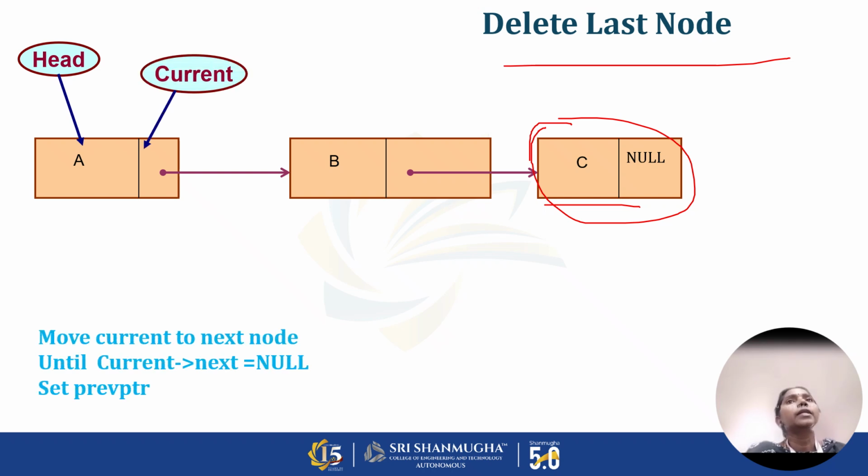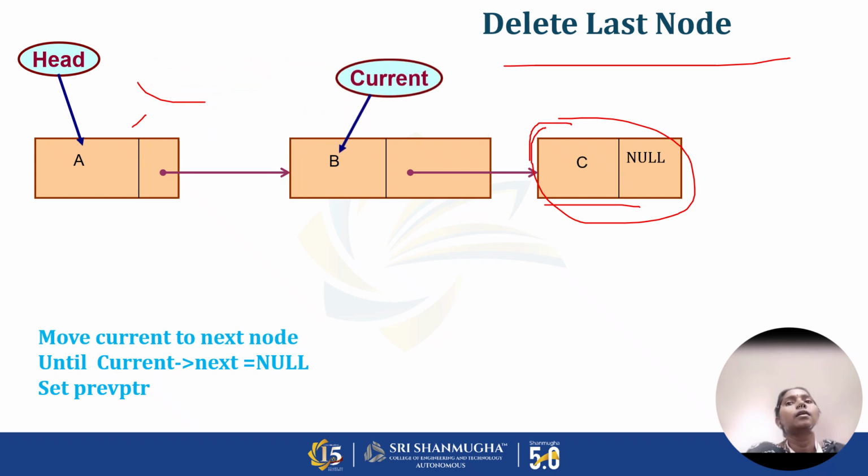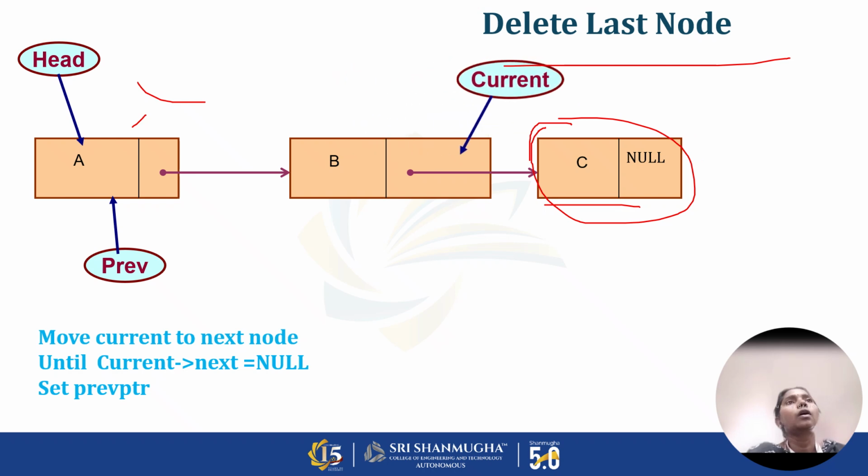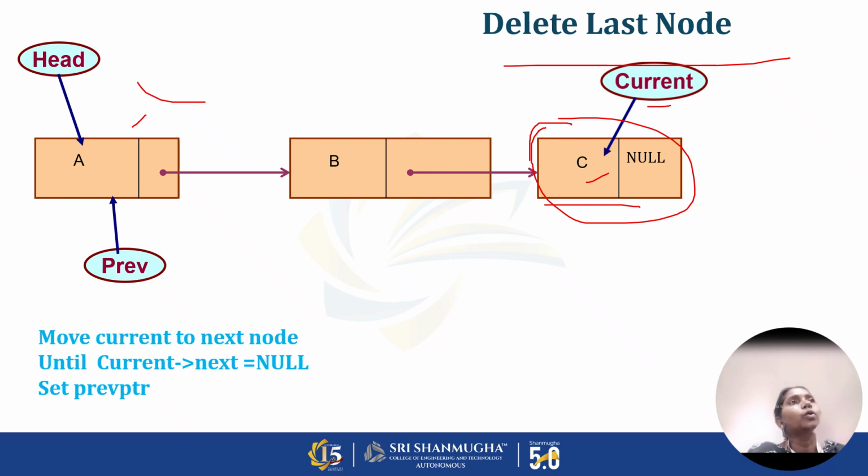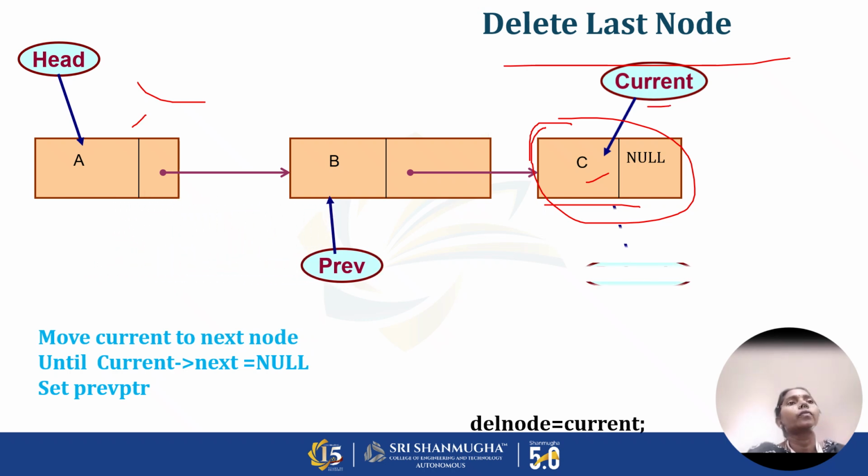So that means A is the current node here. Fix A as the current node. Next, A automatically becomes the previous node. And which node are we going to delete? That is the current node. Which node do we delete? That is the node marked as current. And this is the current node.